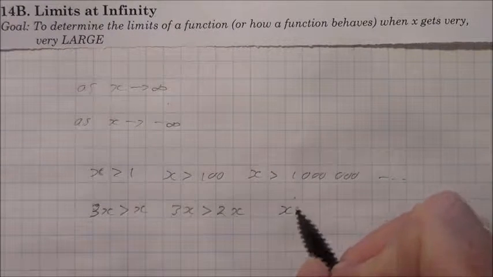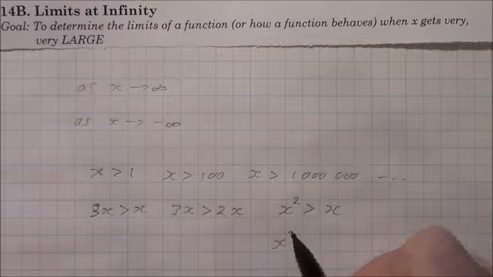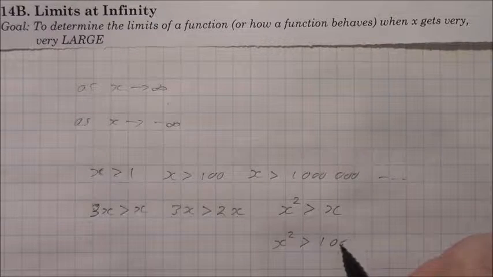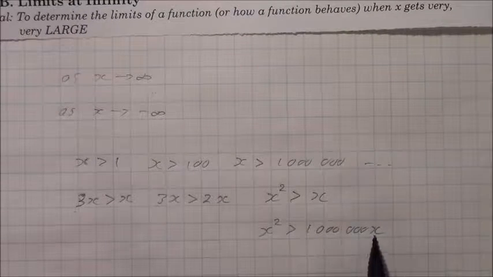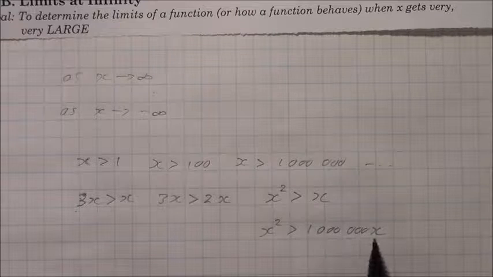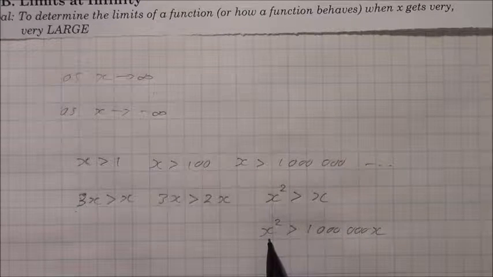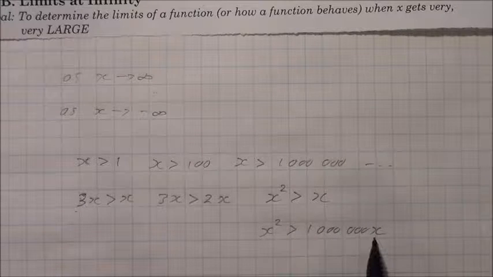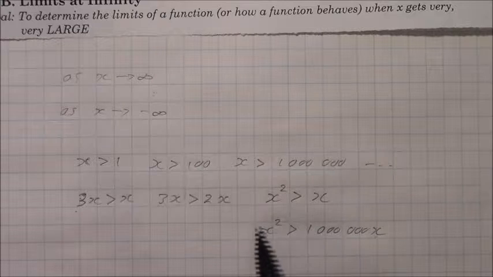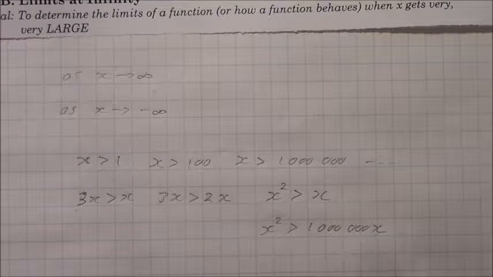If we had x squared, well, that's going to be larger than x. As a matter of fact, x squared is going to be larger than 1,000,000x, because x is very, very, very large and much, much larger than 1,000,000. So if we square that very, very large number, greater than 1,000,000, and compare it to 1,000,000 times that number, that's going to be much greater than that. Okay, so we're just talking about scope and how large values can be.